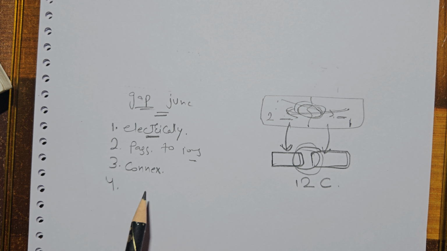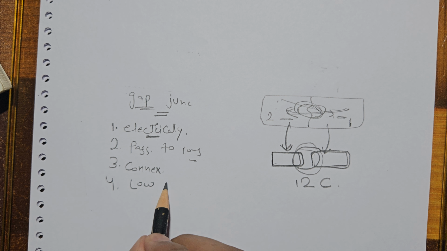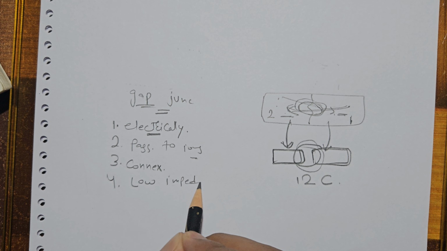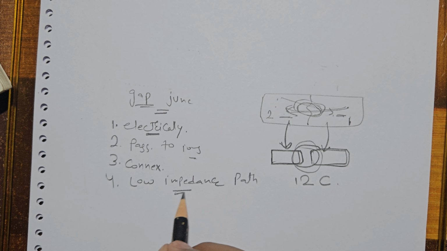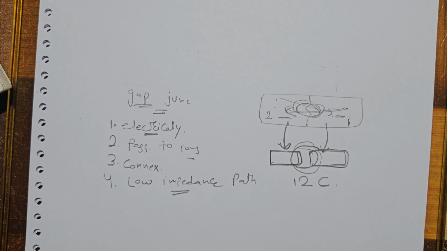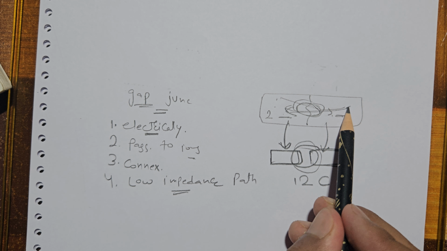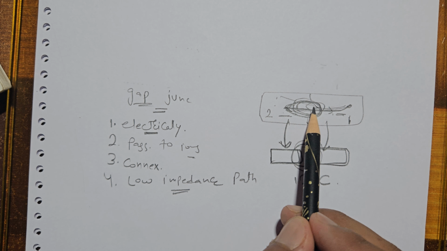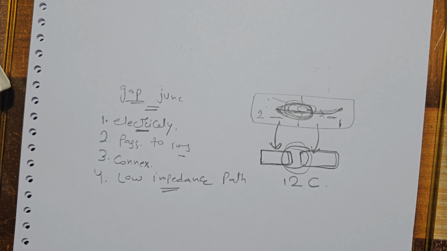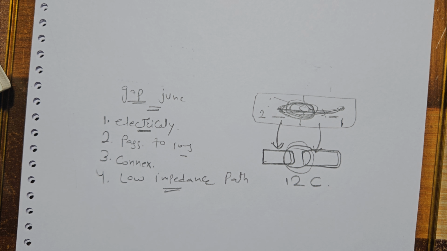The fourth point is they provide a low impedance pathway. So what do you mean by low impedance pathway? Low impedance pathway means low resistance pathway. So when ions or small molecules move from one cell to the next through these gap junctions, there is almost no resistance in these gap junctions when these ions move. So gap junctions form a low impedance pathway and allow passage of ions and small molecules. This was the information about the gap junctions.